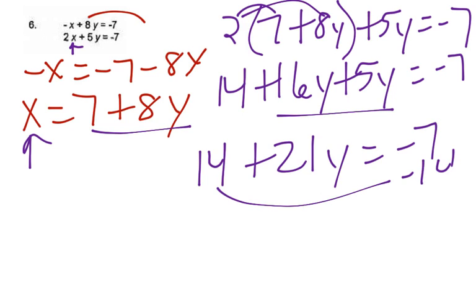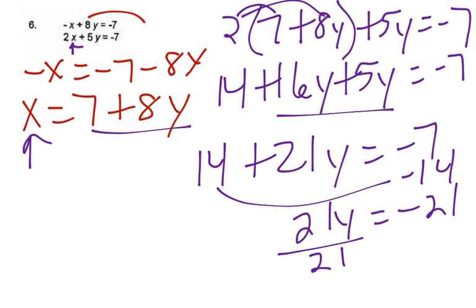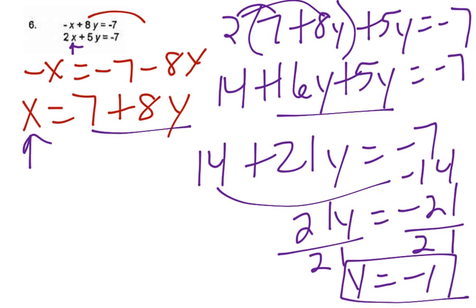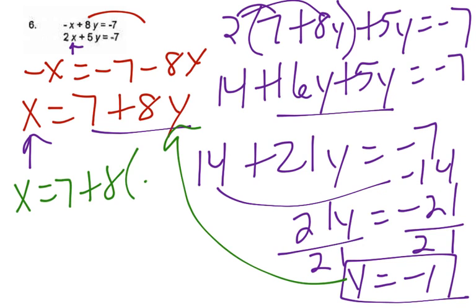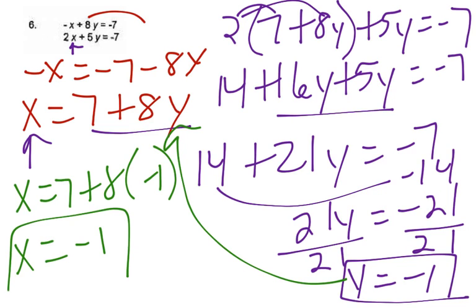Move your 14 and subtract it. 21y equals negative 21. Divide by 21. y equals negative 1. Take that number over here and put it back in. x equals 7 plus 8 times negative 1. Go to your calculator. 7 plus 8 times negative 1. Negative 1. There's your solution.